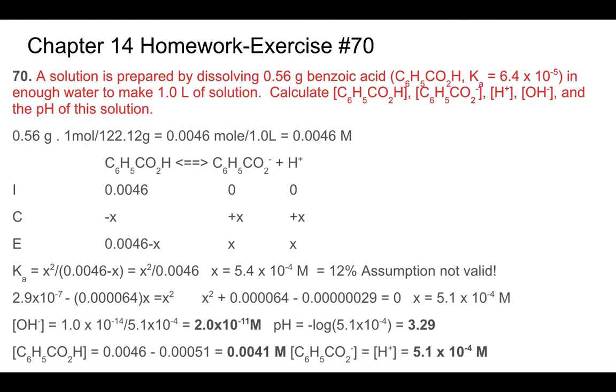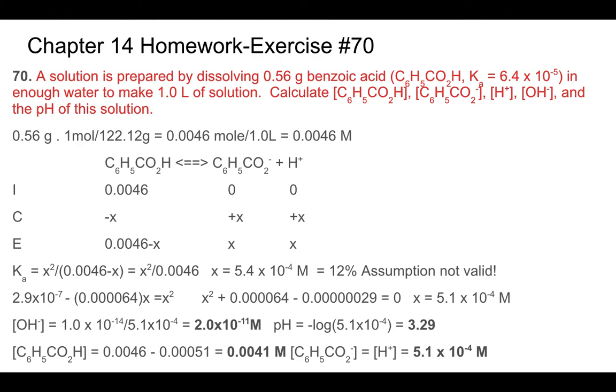I kind of checked my work by plugging it back in and solving for Ka, and I did have the right Ka value. Now, since the H+ is 5.1 times 10 to the minus 4, the OH- will be 1 times 10 to the minus 14 divided by that. So the OH- is 2 times 10 to the minus 11 molar. So there's one of my answers, OH-. The pH is going to be the negative log of 5.1 times 10 to the minus 4, 3.29.